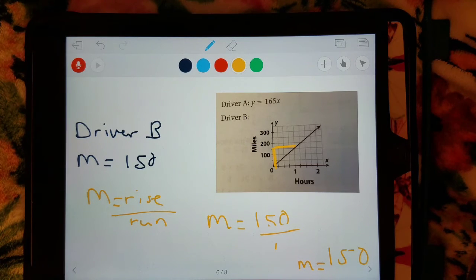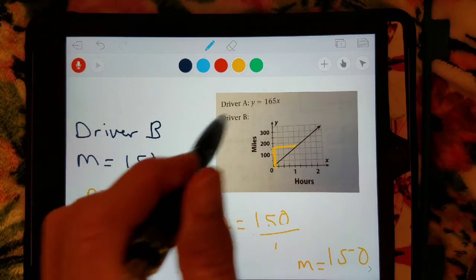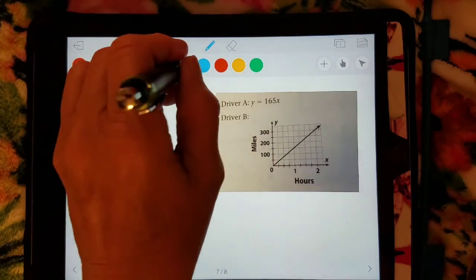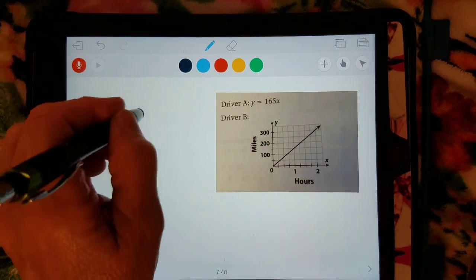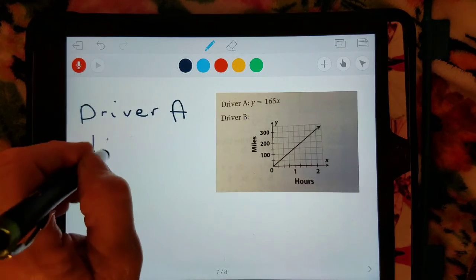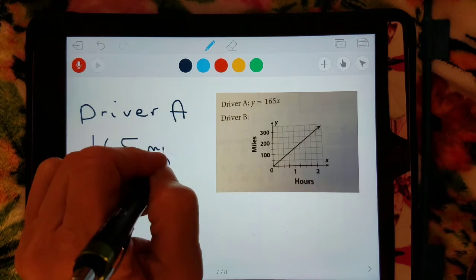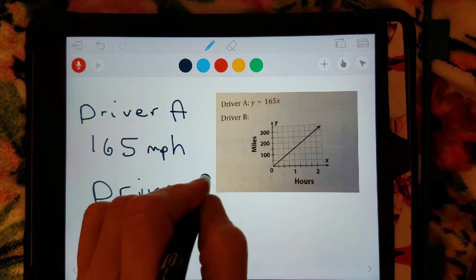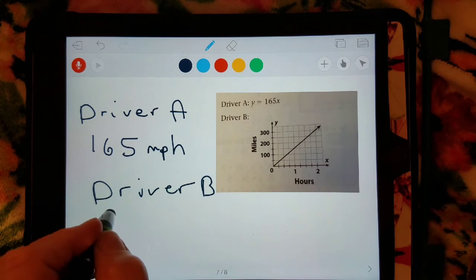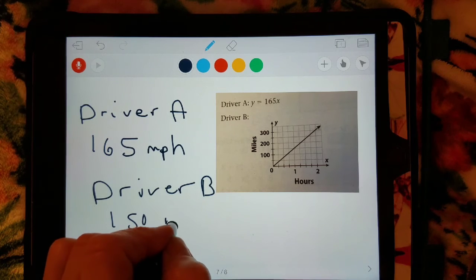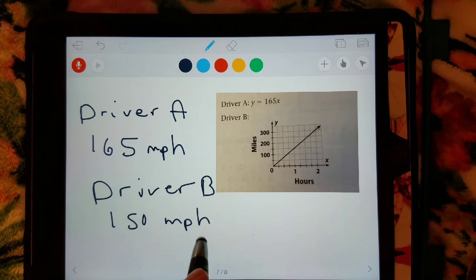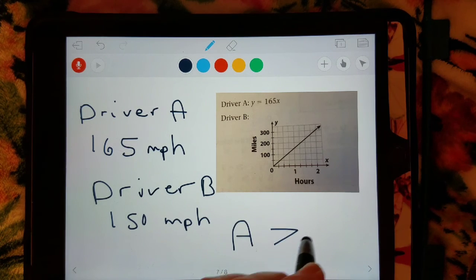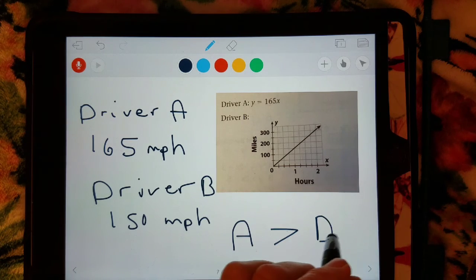All right, now let's look at driver A and driver B again. We determined that driver A was 165 miles per hour and driver B was 150 miles per hour. So driver A is greater than driver B.